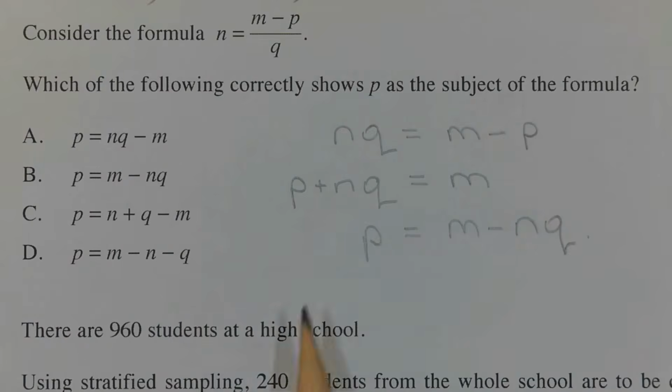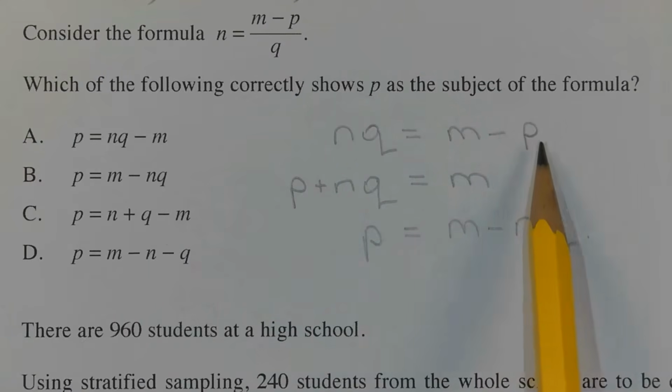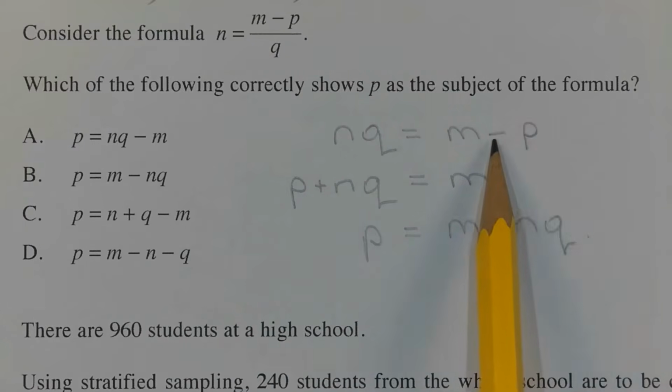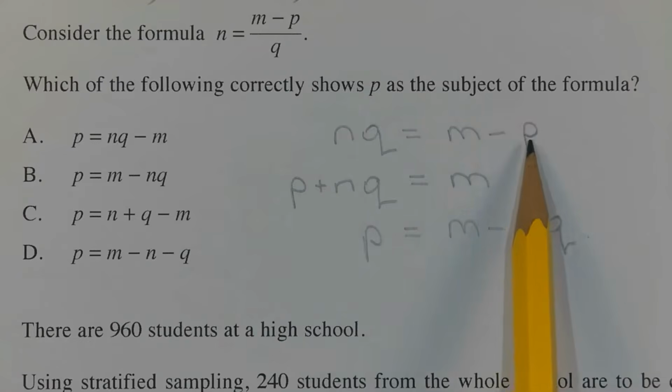So the formula becomes N times Q, or NQ, is equal to M minus P, which was the numerator of the fraction on the right-hand side. Now we want the variable P to be on the left-hand side because the subject of a formula by convention should be on the left-hand side and isolated on its own. So on the right-hand side, we have minus P. When we move minus P over to the other side, it becomes positive or plus P.